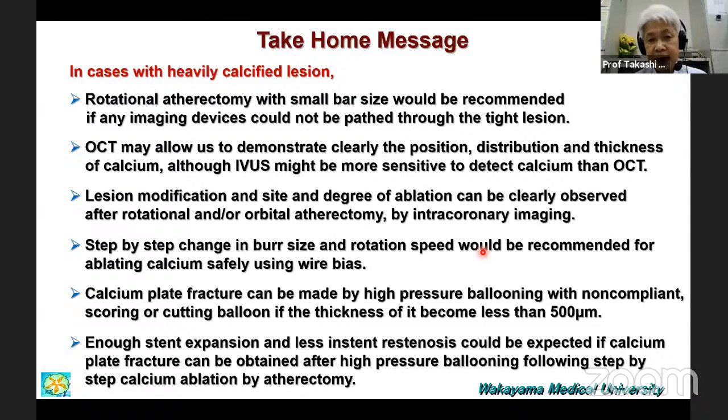Lesion modification and site and degree of ablation can be clearly observed after rotablator and orbital atherectomy by intracoronary imaging. Step-by-step change in bar size and rotational speed would be recommended for ablating calcium safely using wire bias. A calcium plate fracture can be made by high pressure ballooning with non-compliant, scoring or cutting balloon. If the thickness of it becomes less than 500 micron, enough stent expansion and less in-stent restenosis could be expected if calcium plate fracture can be obtained after high pressure ballooning following step-by-step calcium ablation by atherectomy.